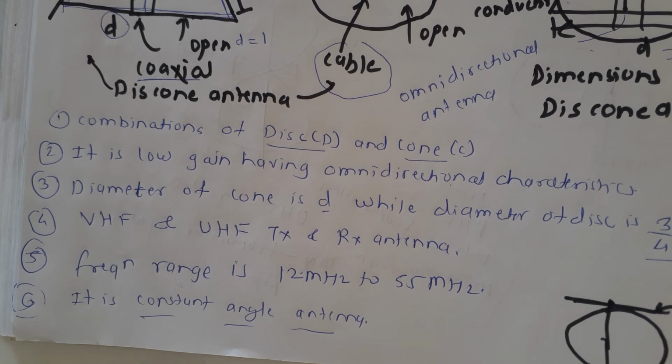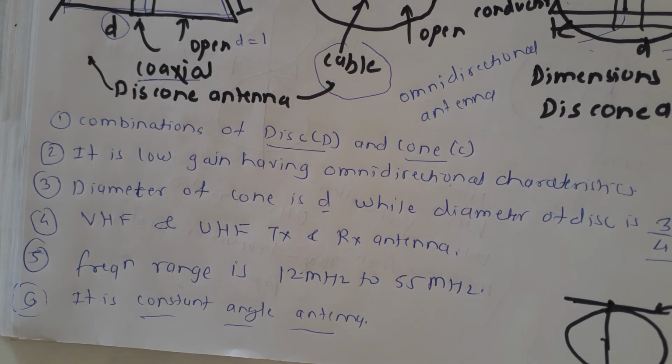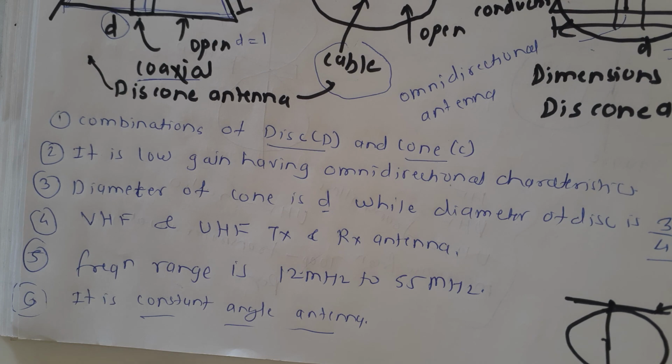One more parameter: it is a low gain, omnidirectional antenna. Means the signal will be transmitted in all directions, but the gain is lower. It is used as a very high frequency and ultra high frequency transmitter and receiver antenna.